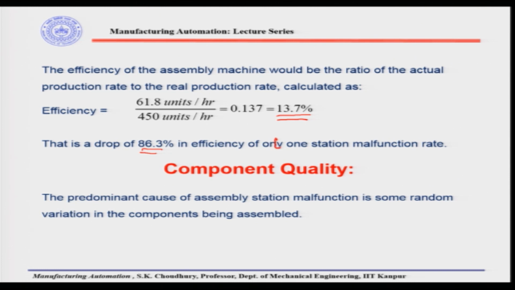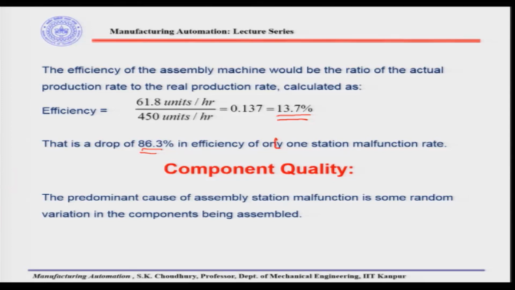Okay. 86.3% drop, because the 13.7% is the efficiency, meaning that only 13.7% of the total production time the machine is working, that is what the efficiency means. Let us go further, let us talk about the component quality.